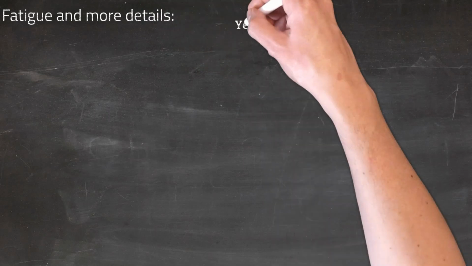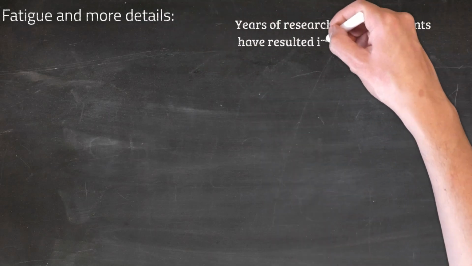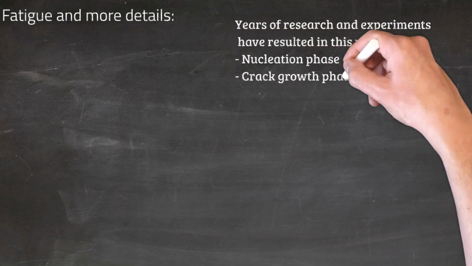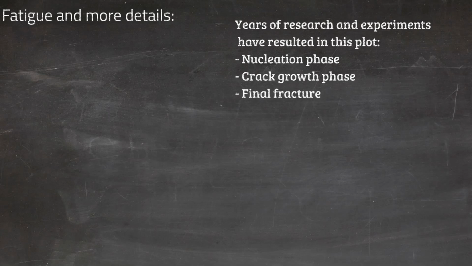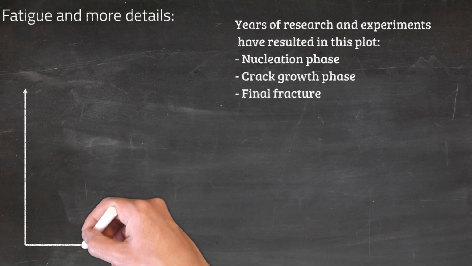Years of research and experiments have shown the relationship between the stress applied to a material and its life. These studies have given us information on how fast the nucleation phase occurs, how much time it takes for the crack to grow, and when will be the final failure of the material. It has been shown that larger stress values decrease the time it takes for cracks to nucleate. It has also been shown that the life of a material decreases as the stress value increases.